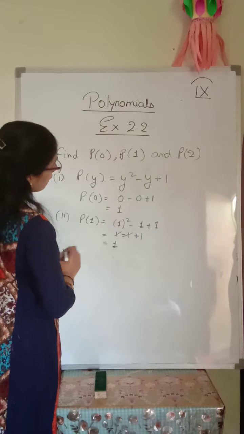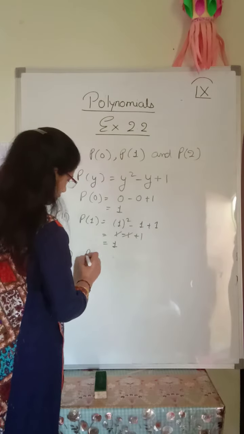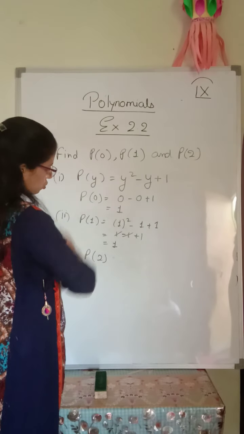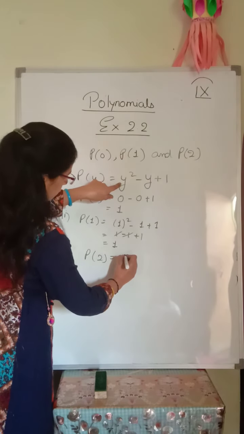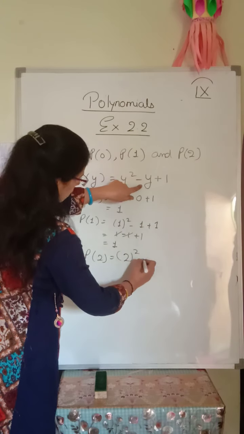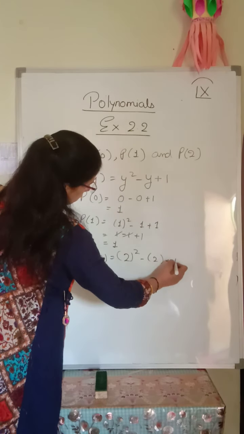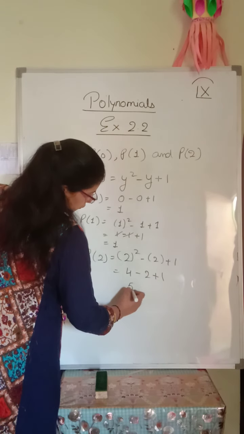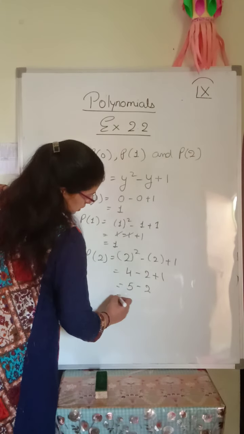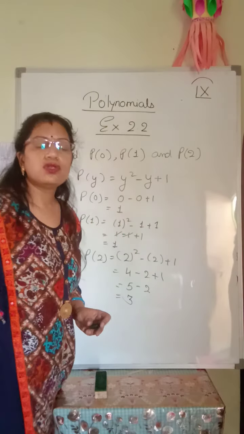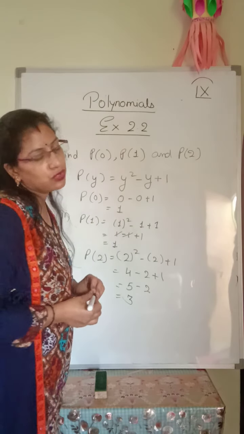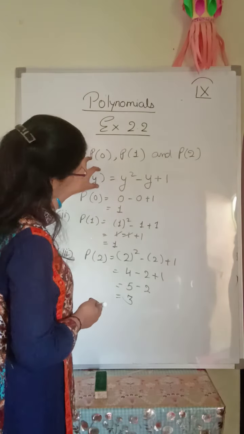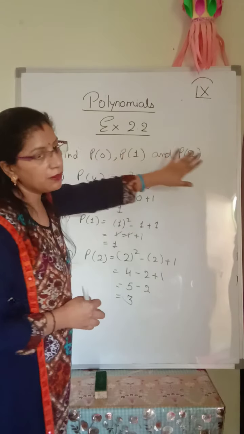And third thing we have to find p at 2. That means when the value of y is 2. So that means y is 2, 2 square minus 2 plus 1. So 4 minus 2 plus 1, 5 minus 2 is 3. So these are the different values of the same polynomial at p at 0, p at 1, p at 2.